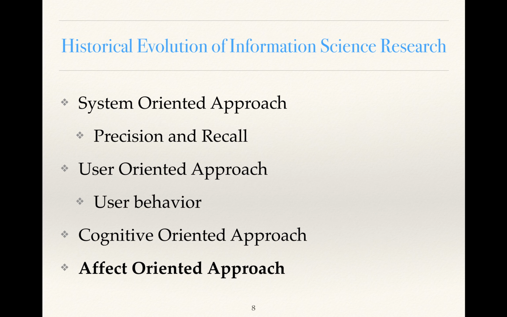Also, the history of information science research is very important. If you go back and look at research that was done a few decades ago, two decades ago, it's very, very apparent that a lot of this research in regards to information science was actually more geared towards a system-oriented approach.